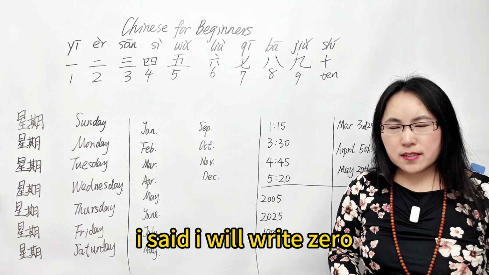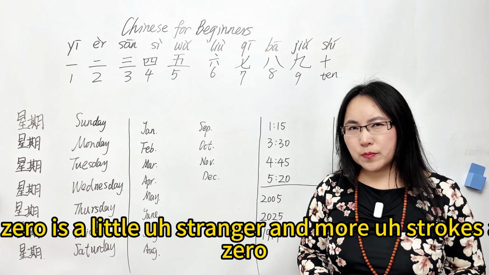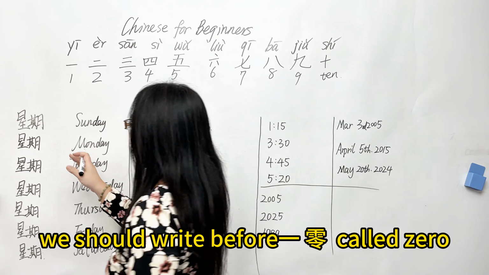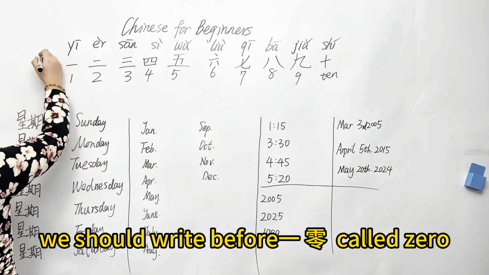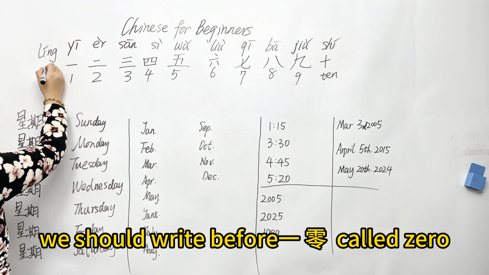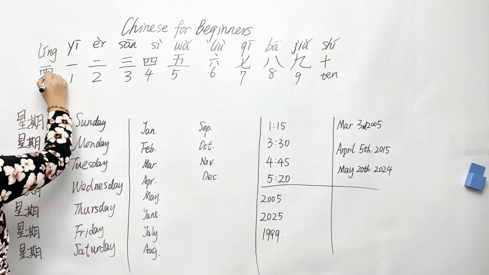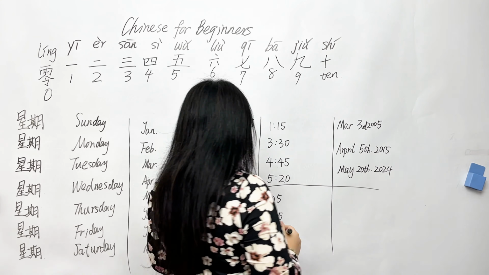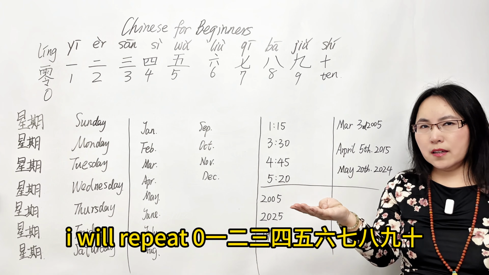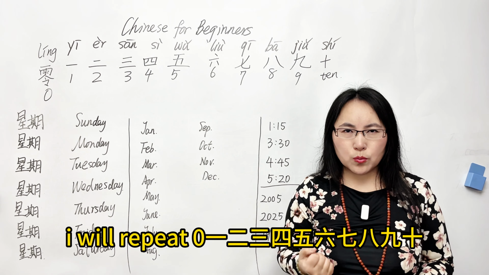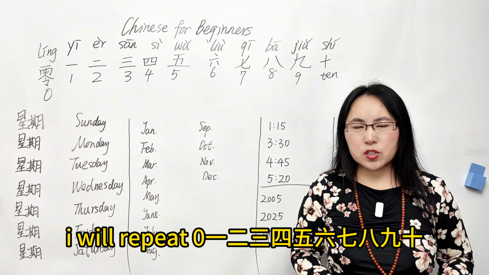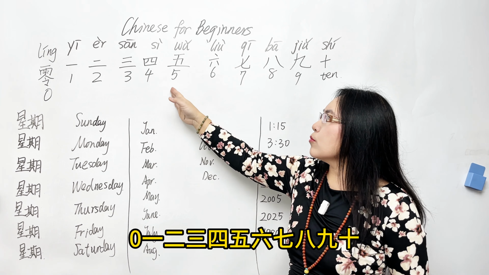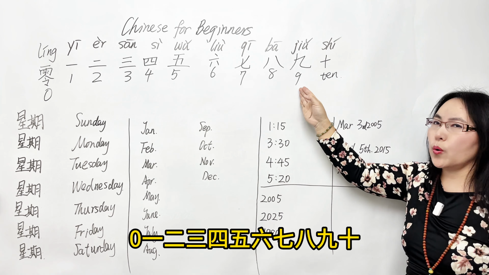Just now I said I will write 0. 0 is a little stranger and has more strokes. And 0 we should write before 1. It is called ling, 0. This is ling. I will repeat. 0, 1, 2, 3, 4, 5, 6, 7, 8, 9, 10.